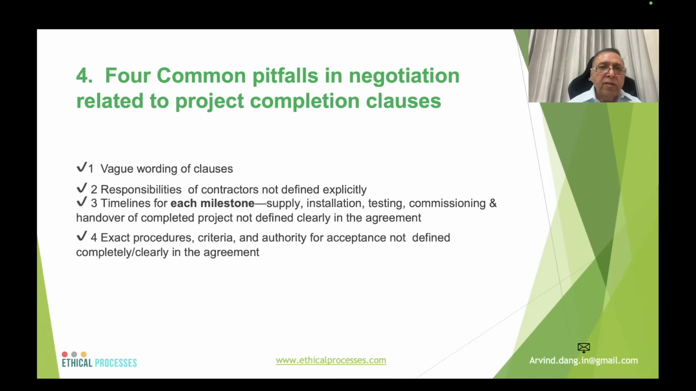Four common pitfalls in the negotiation related to the project completion clauses. Now, these are: one, vague wording of the clauses. Two, responsibility of the contractors are not defined explicitly. Three, timelines for each milestone, that is supply, installation, testing, commissioning, and handover of the complete projects are not defined clearly in the agreement. And four, exact procedures, criteria, and authority for acceptance are not defined completely and clearly in the agreement. Acceptance of the work will include the bill of materials or the working process and the completed end products.